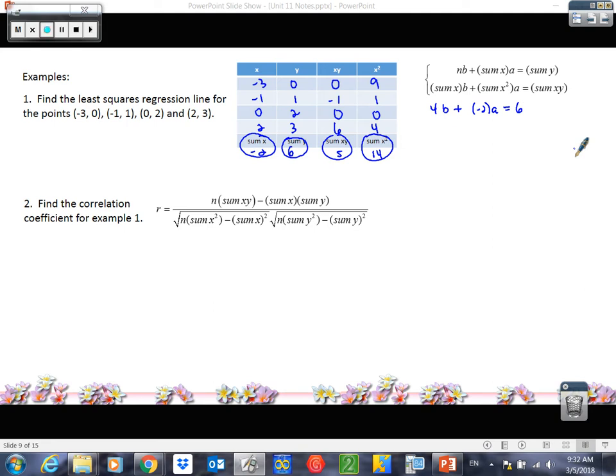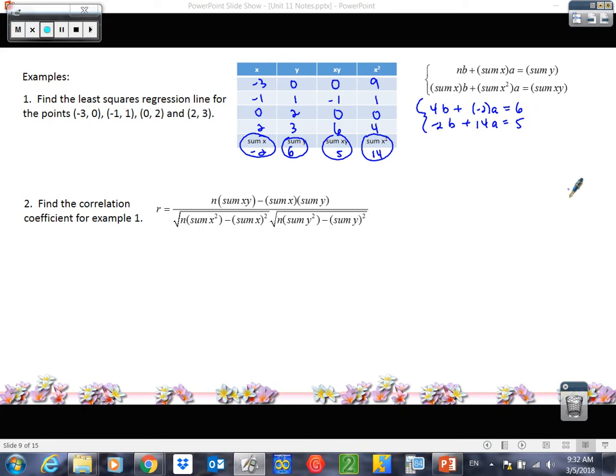Let's work on the second one. So sum x is a negative 2. Sum x squared is a 14. And sum xy is a 5. So here's the system of equations that I'm going to be required to solve.